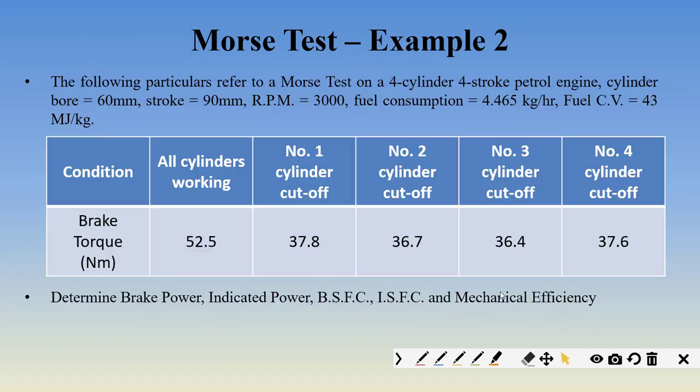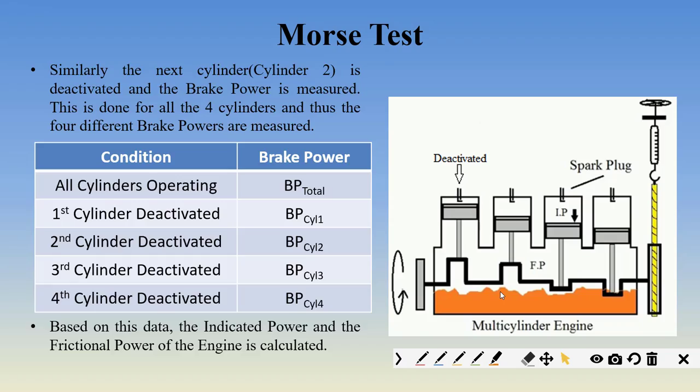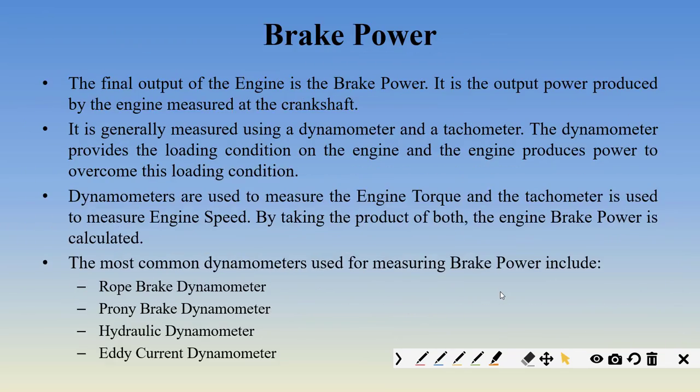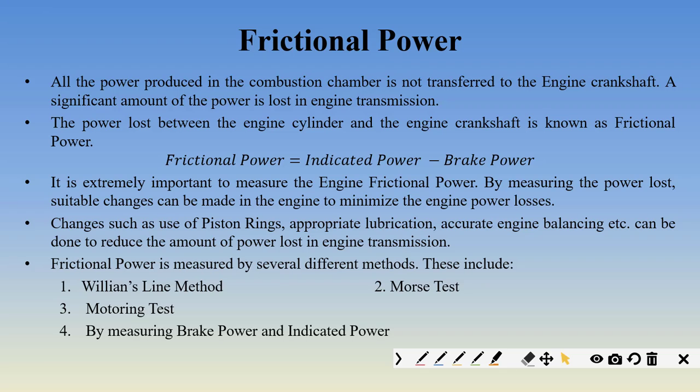So basically, why are we doing Morse test? Why are we doing this Williams line method? These methods are done to find out the frictional power. If you remember this slide from the third lecture of this module, it is easy to find the brake power. Brake power can be found out very easily using a dynamometer. To find frictional power, we use these methods. We use Williams line method, we use Morse test, and we use motoring test. And using these two, substituting it in this equation, we can find the indicated power of the engine.